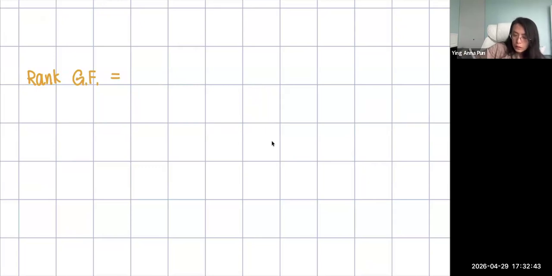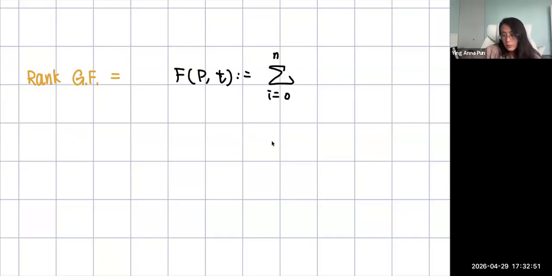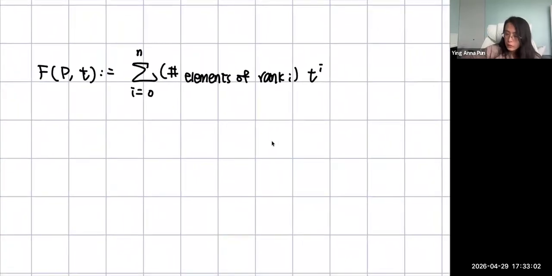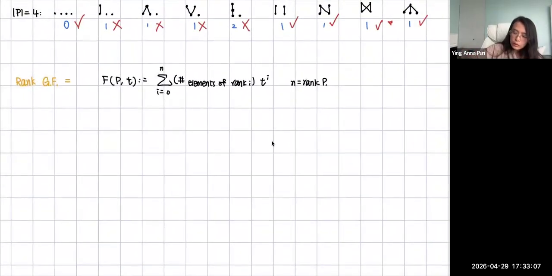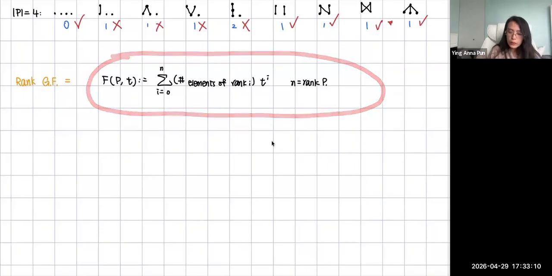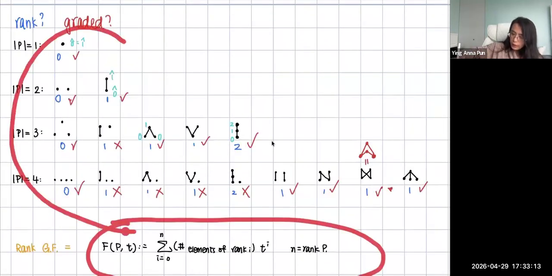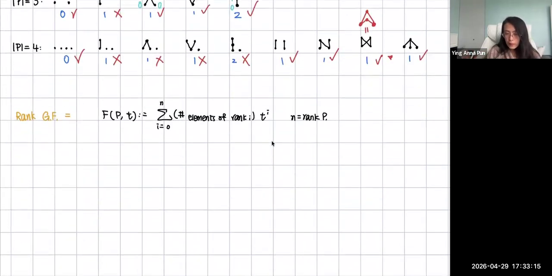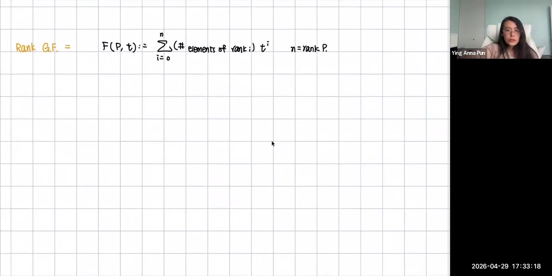How do you define it? We usually call it F_P(t). And this is just the sum over i from 0 to n of the number of elements of rank i, times t to the power i, where n is the rank of P. We are going to study the rank generating function of all these graded posets, and some of them have really, really nice beautiful properties.